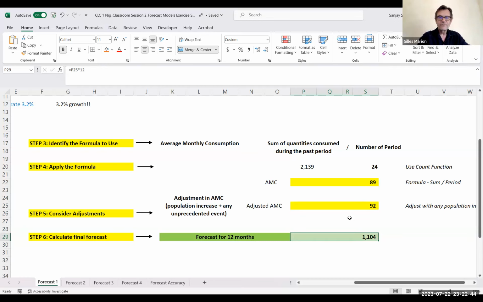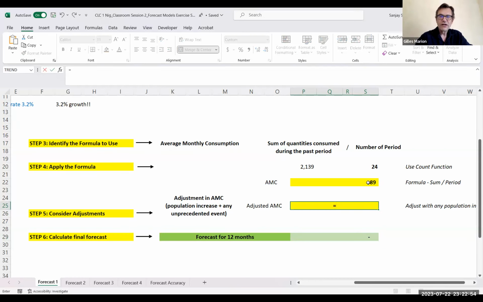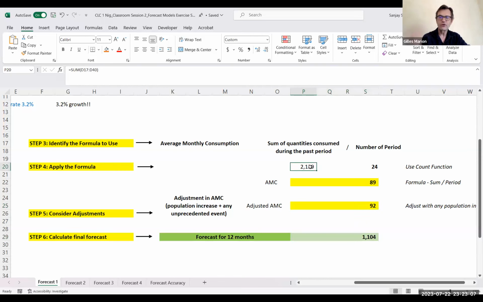Sorry, sir. Excuse me, sir. How did you get 92, sir, for the adjusted AMC? Thank you. To get 89, we only take the average consumption from the past 2 years. We add everything up and we divide it by 24, the number of months. So we get the basic average consumption for the past 2 years.